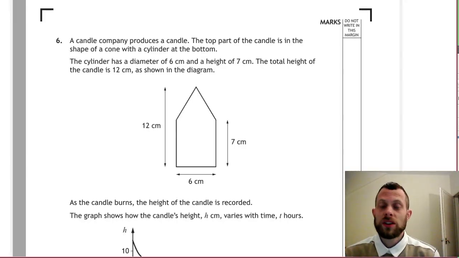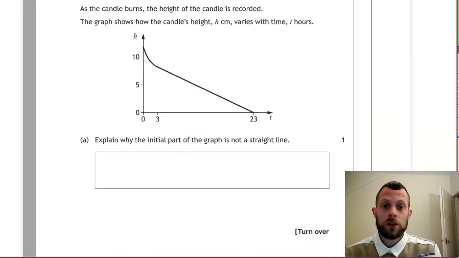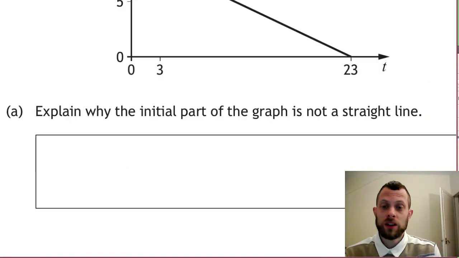So now we're on to question 6, which is another nice creative question involving a graph. So we have this candle of 12 centimeters in height, and we have a graph of the height of the candle decreasing over time. The first part asks: why is the initial part of the graph not a straight line? The graph starts by curving down, and then it's a straight line.